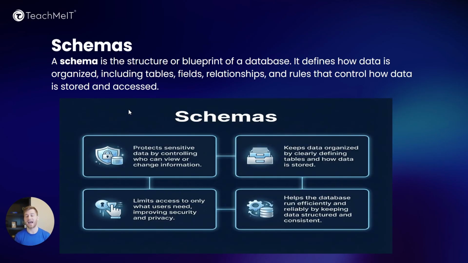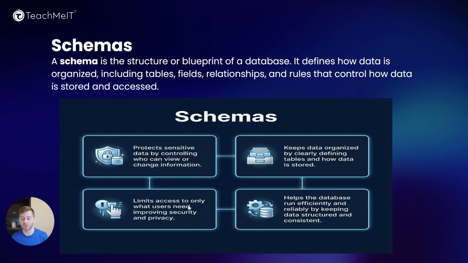A schema is the actual structure, blueprint, or high-level overview of a database. They control different things like tables, fields, and relationships, and how our data is stored and accessed. So schemas protect sensitive information by controlling who can view or change information through permissions and rights and roles. They also help keep data organized.